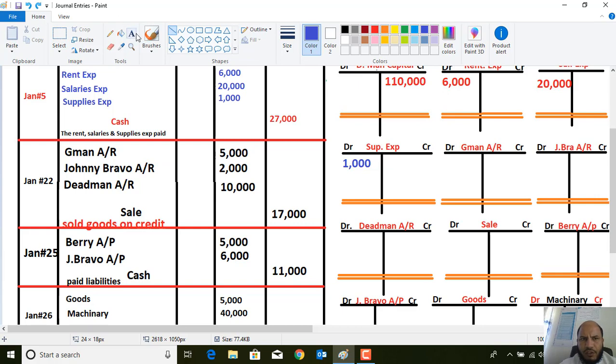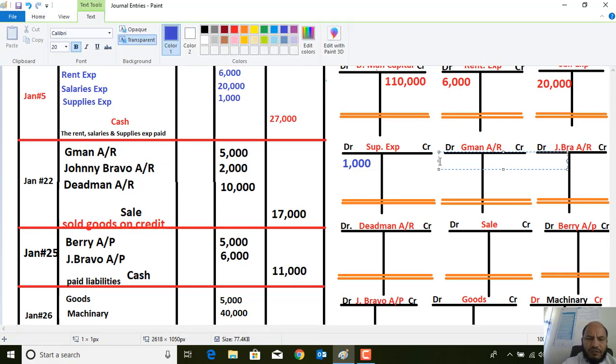So the amount is equal to how much? How much amount is available? That's 5,000 rupees. So we will record 5,000 under the German account receivable ledger.